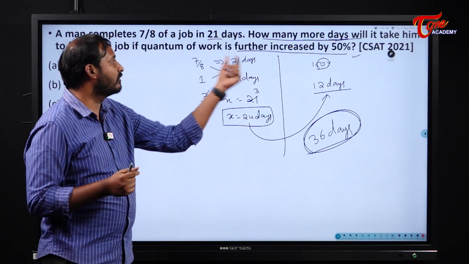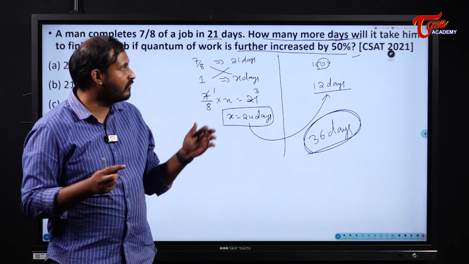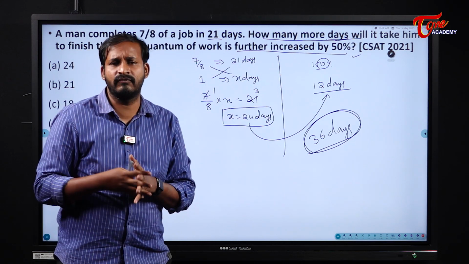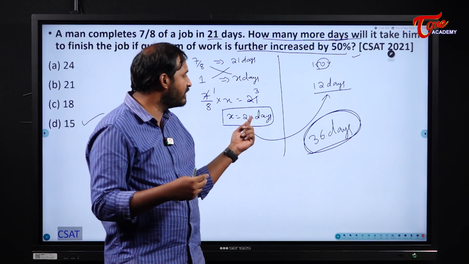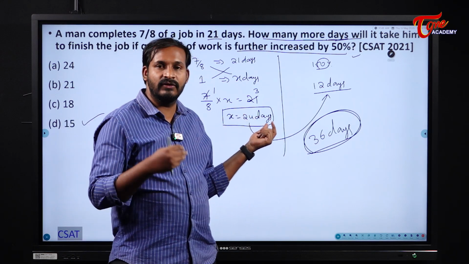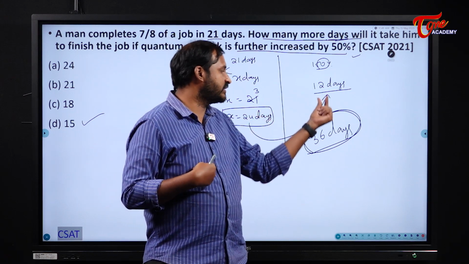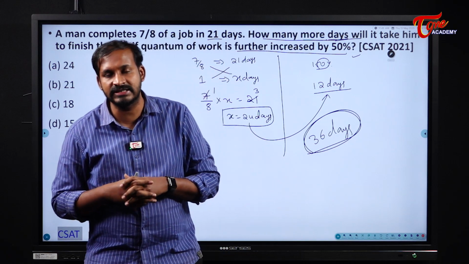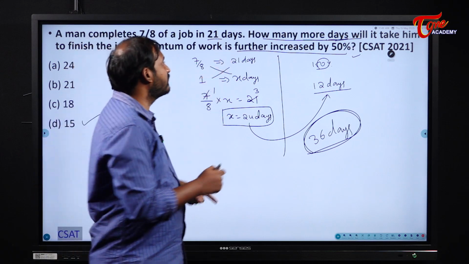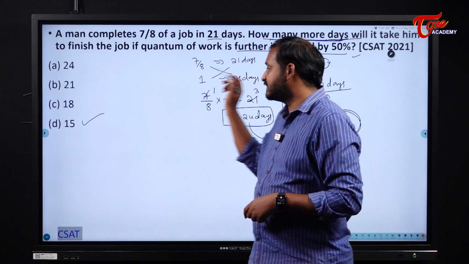See here, students. 7 by 8 work in 21 days means he can finish the complete work in 24 days. Now, the quantum of work is increased by 50% more. That means add on 50% more. That 50% work will be done by him in how many more days? In 12 days. Why? Because the complete work takes 24 days, so 50% of work takes 12 days. That means 24 plus 12. Overall, the work will be finished in how many days? 36 days. But he already worked for 21 days. The question is how many more days? That means 36 minus 21.